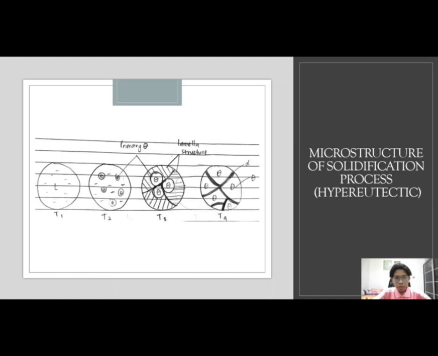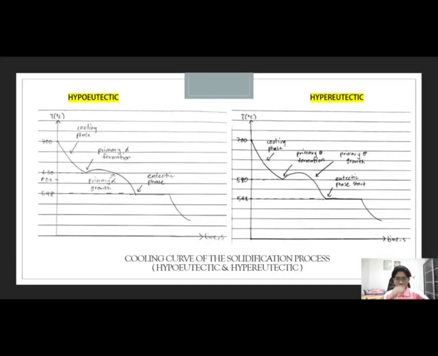After that, we can see the size of the grain boundary for the microstructure increase, and then we can see the alpha located at the grain boundary, which is in black color while theta is in the white color. Next, I will explain about the cooling curve of the solidification process for hypoeutectic and hypereutectic.